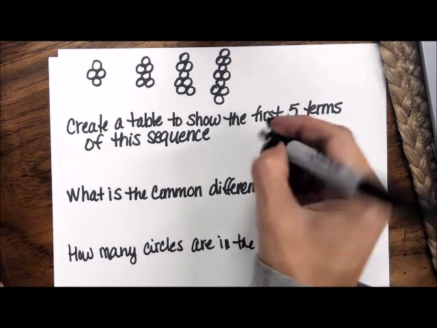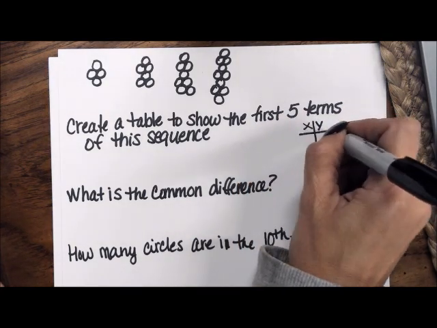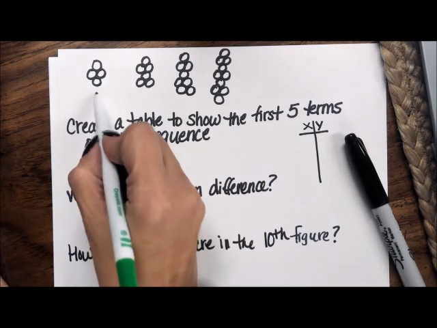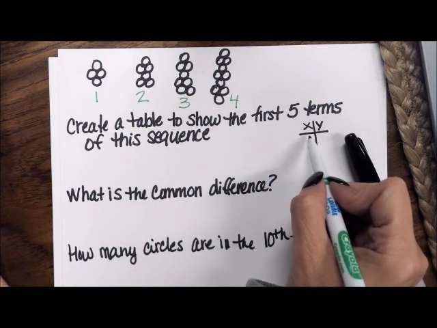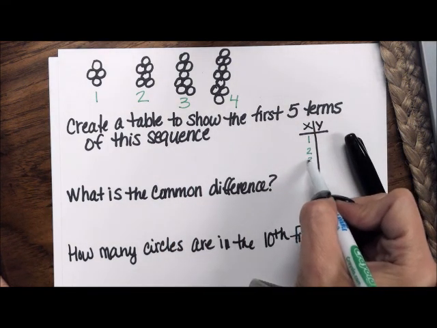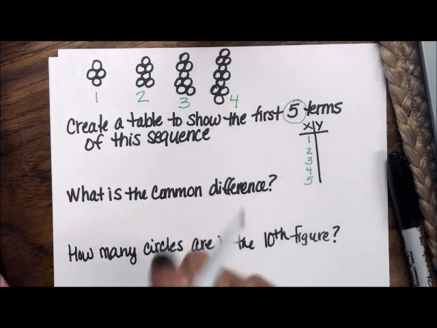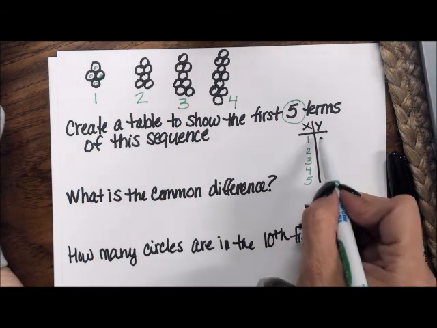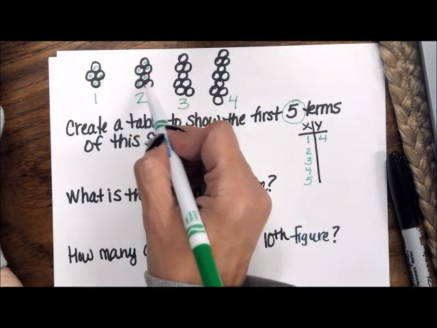Okay, so remember to create a table. A couple of different ways to do it. I'm going to do it tall-wise. I'm going to do x and y. Remember with this sequence, go back to kindergarten. What happened first? What happened second? What happened third? What happened fourth? So when I put it in here, it's always what happened first, second, third, fourth, fifth, because it wants the first 5 terms. Now, the first term has 1, 2, 3, 4 shapes. The second term, 1, 2, 3, 4, 5, 6 shapes.